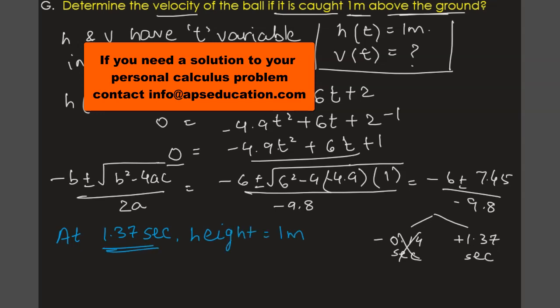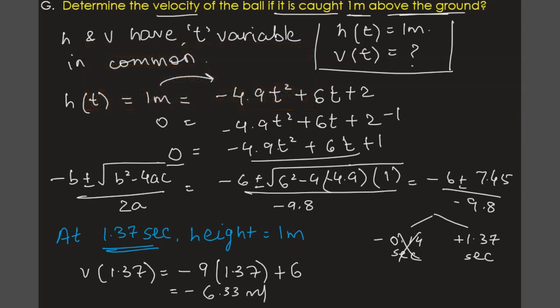Now this time is common for both height and velocity, and we have to find out the velocity at 1.37 seconds. So all we have to do is sub in 1.37 in the velocity equation and see what we get. And the answer is negative 6.33 meters per second.